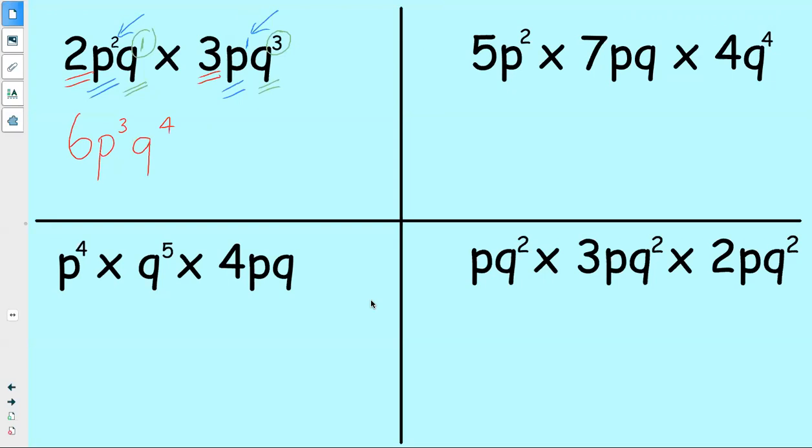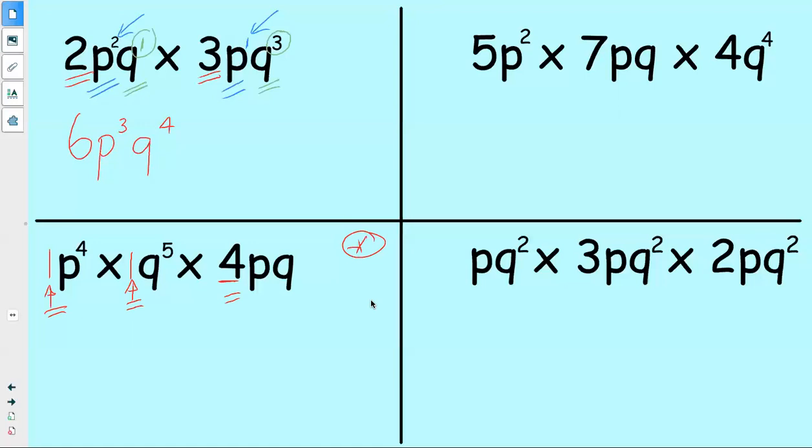I'm going to go down to this one here now. So you've only got one number there. When I look at the coefficient, which means the number in front of these variables, there's no number written in front of the p or the q. There's really a number 1 there, but it makes no difference to my answer. If I look at 1 multiplied by 1 multiplied by 4, it's still going to give me the answer 4.